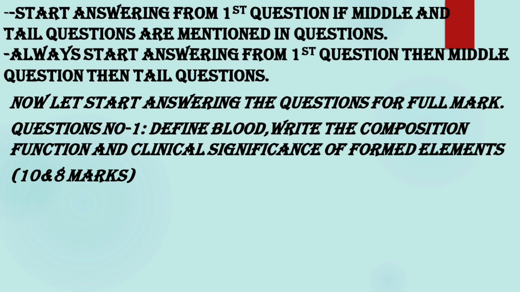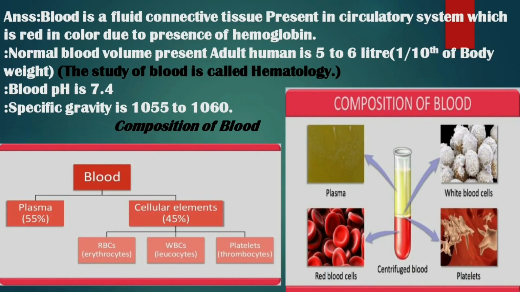Question number 1, define blood. Write the composition, function, and clinical significance of formed elements. For 10 and 8 marks. Blood is a fluid connective tissue present in the circulatory system which is red in color due to the presence of hemoglobin. Normal blood volume present in an adult human is 5 to 6 liters, 1/10 of body weight.